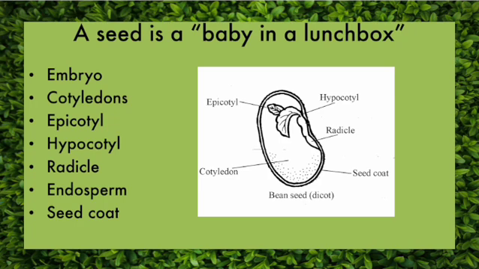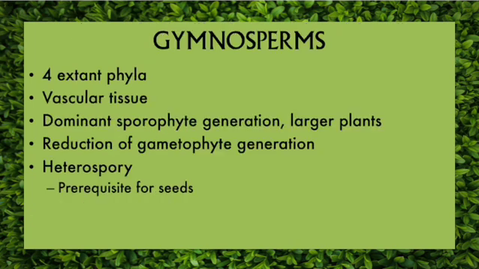Which leaves us with the box. The seed coat is derived from the mother sporophyte, and it protects the baby and the lunch until a new and potentially suitable habitat is reached. The seed coat can prevent damage and also aid in dispersal. Which brings us to our next 4 phyla of plants, the gymnosperms.